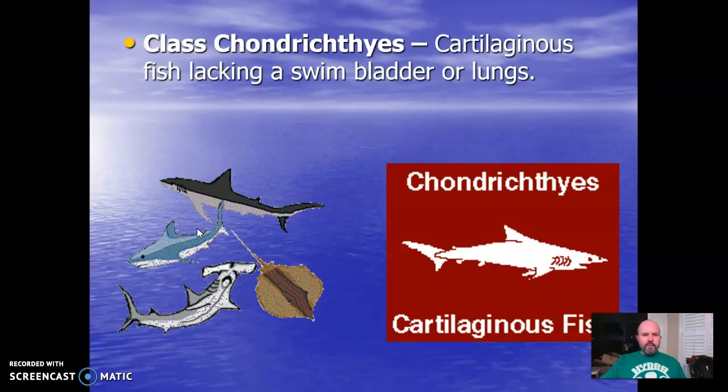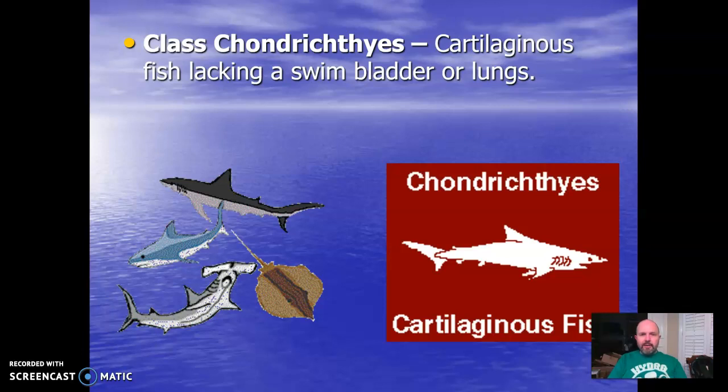The first of the two groups of gnathostomes is class Chondrichthyes. Chondra refers to cartilage. Ichthyes is fish. So if you've ever heard of somebody that studies fish, a biologist that focuses on fish, they're called an ichthyologist. So Chondrichthyes means cartilage fish. So the skeleton of these fish is made of cartilage.